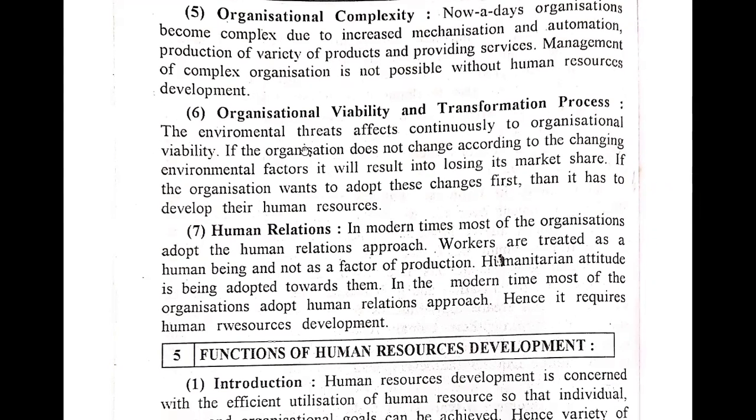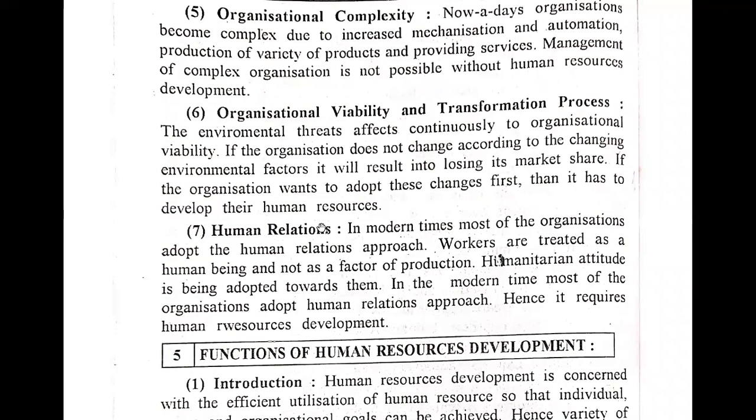And the sixth need is organizational viability and transformation process. The environment threats affect organizational viability continuously. If an organization does not change according to the changing environment factors, it will result in losing its market share. If the organization wants to adopt these changes first, then it has to develop the human resources.